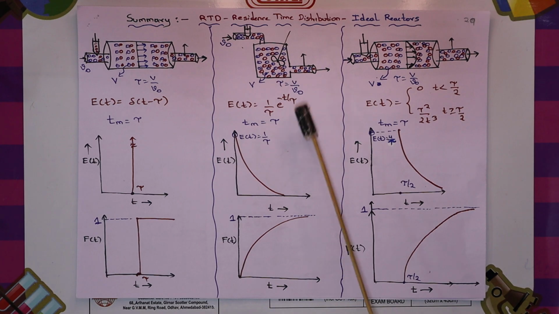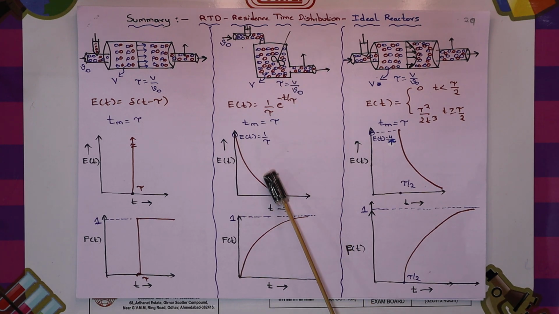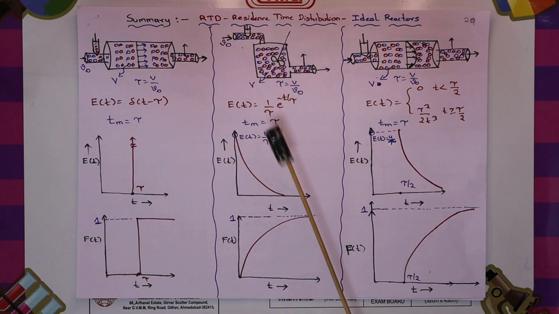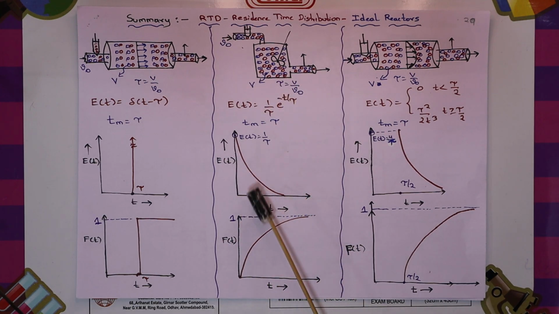This is how the ideal CSTR curves look. Now imagine if this CSTR is behaving non-ideally, then how can we identify the non-ideality based on the nature of the curves? Okay, let us proceed.